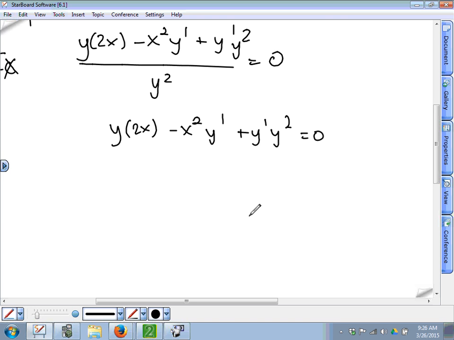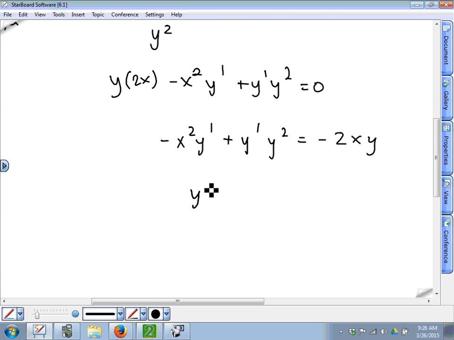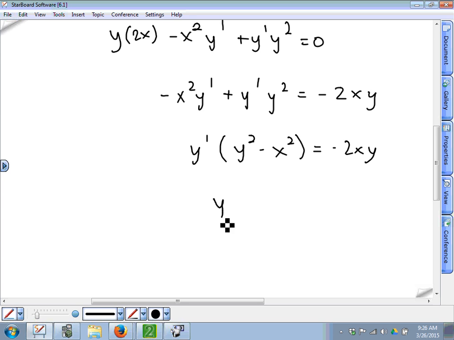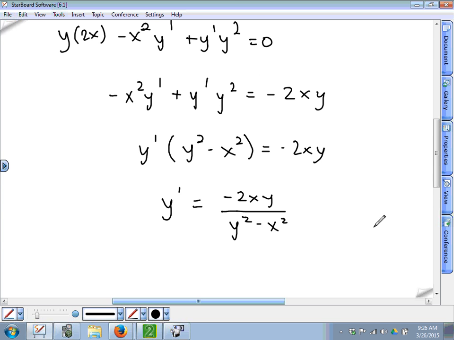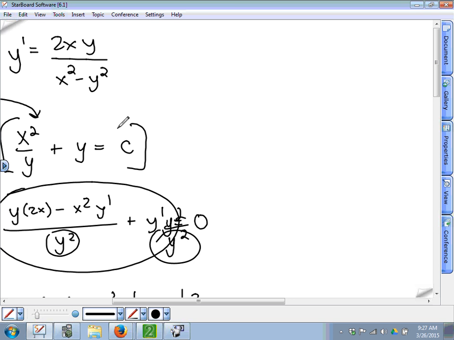So which one moves? The 2xy moves over here, right? Then we've got negative x squared y prime plus y prime y squared equals negative 2xy. Now we can factor out a y prime. We've got y squared minus x squared equals negative 2xy. And divide, so y prime is equal to negative 2xy over y squared minus x squared. And oh, we might have it. We're supposed to make it look like, yeah.